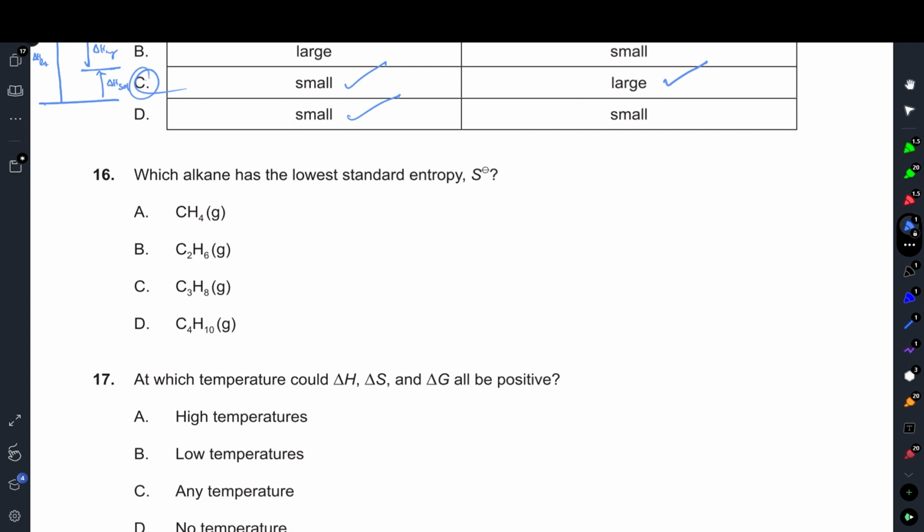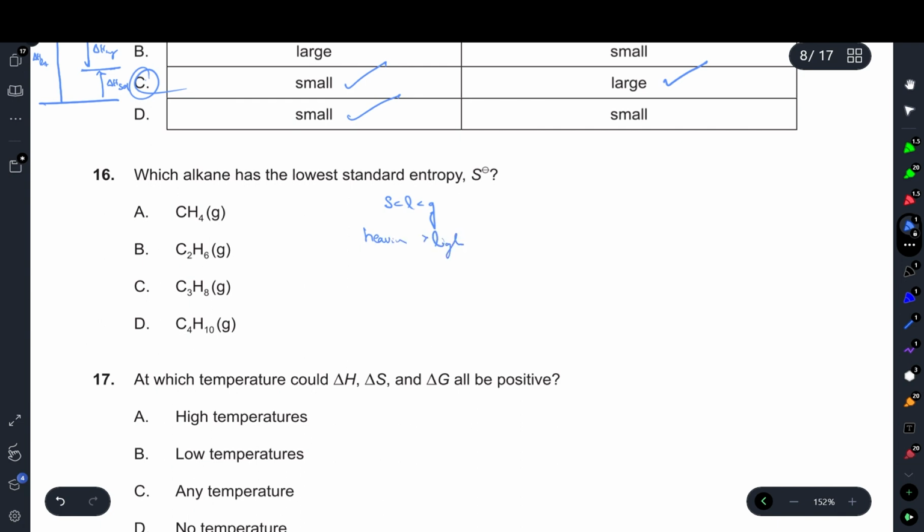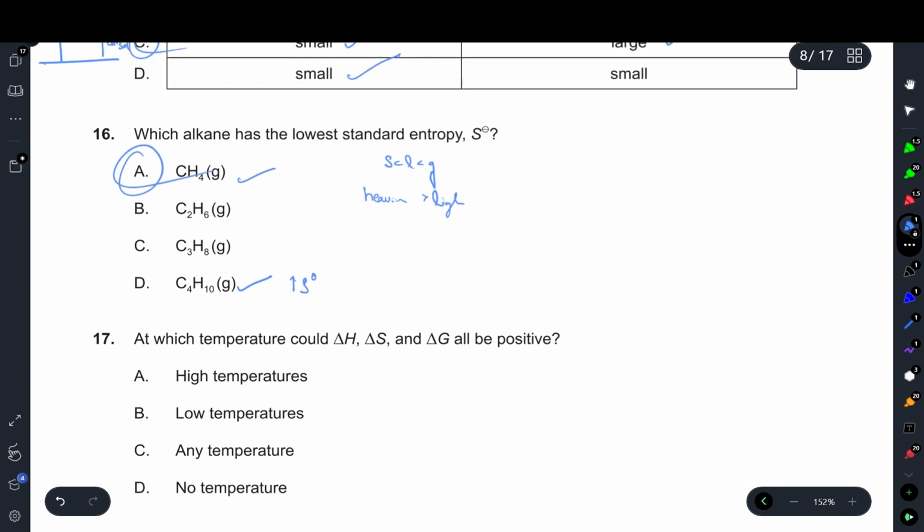Which alkene has the lowest standard entropy? So entropy is defined as the amount of chaos that a particular atom has. We know that solids have less entropy than liquids than gas, and heavier molecules have greater entropy than lighter molecules. So let's look at the heaviest molecule, and that's going to be this one. But that has the highest standard entropy. When we're looking for the lowest, we have A. So option A is the answer.